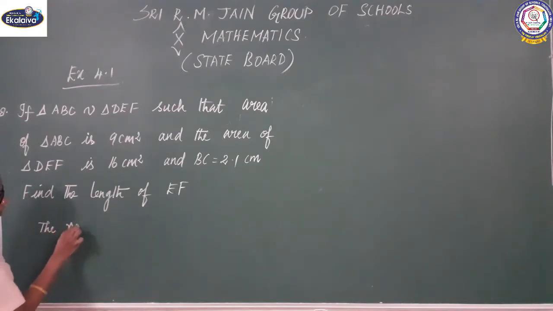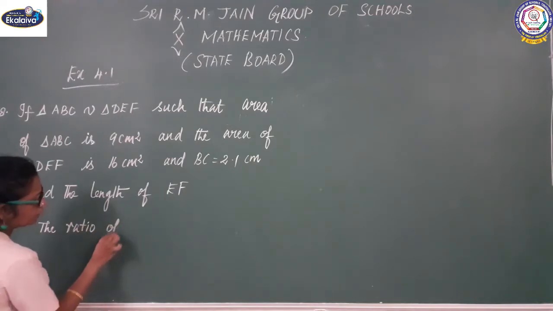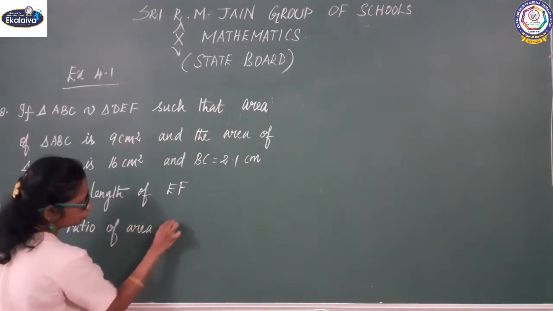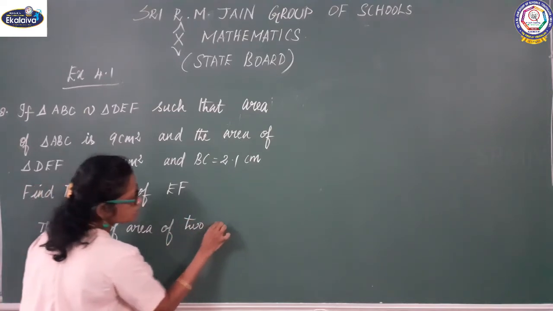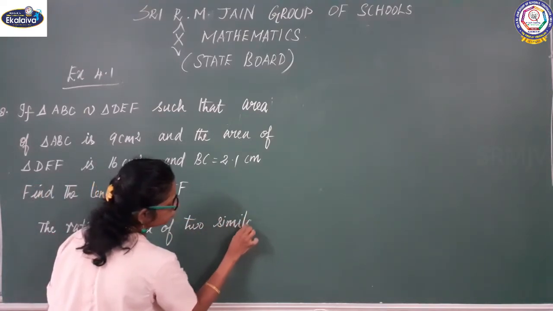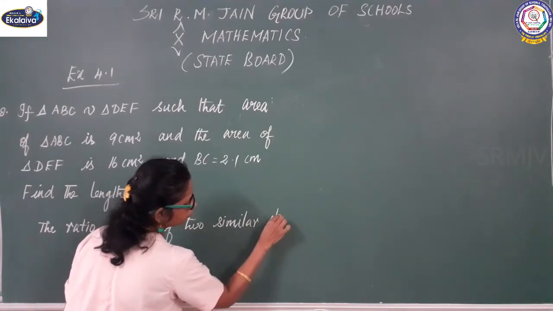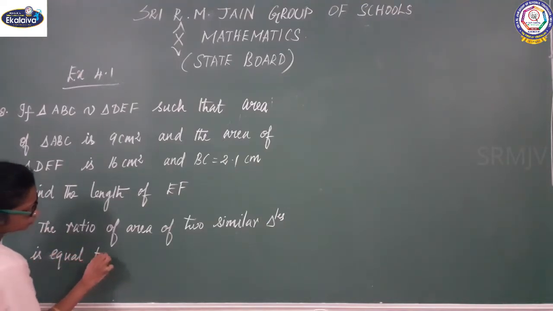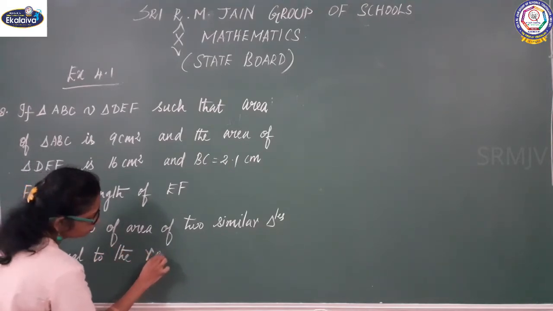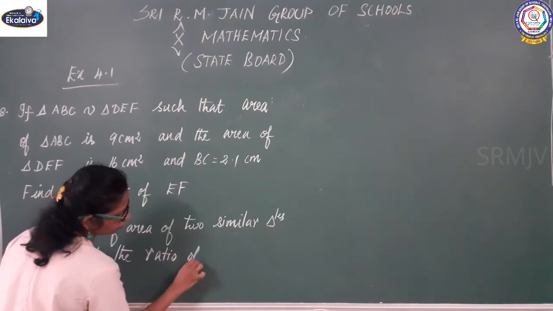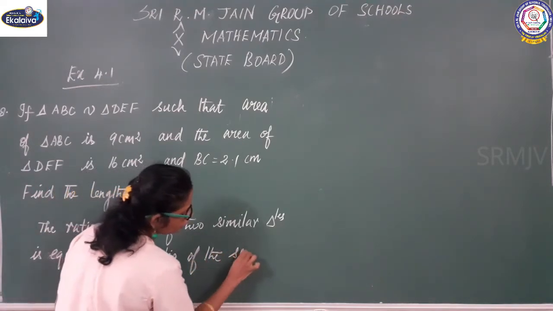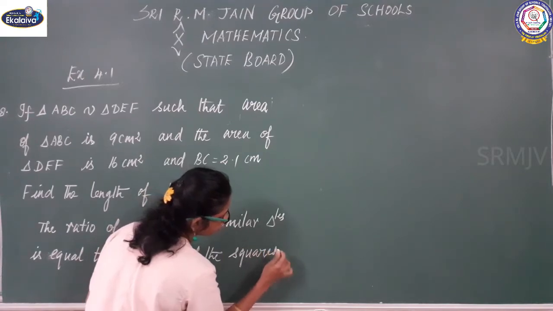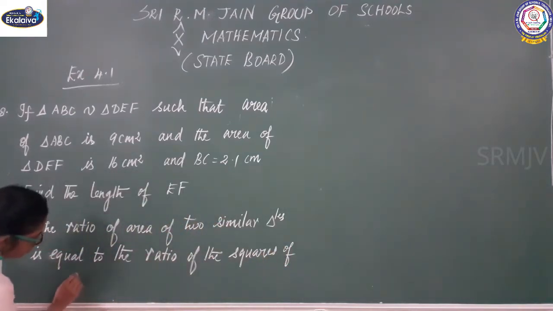The ratio of the area of two similar triangles is equal to the ratio of the square of corresponding sides. Square of corresponding sides.